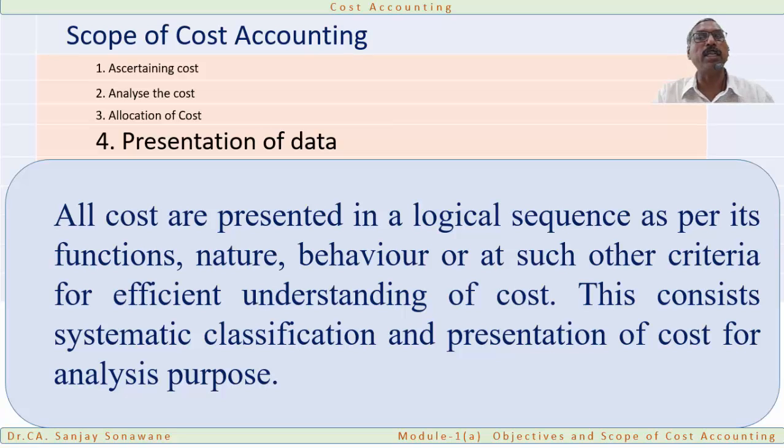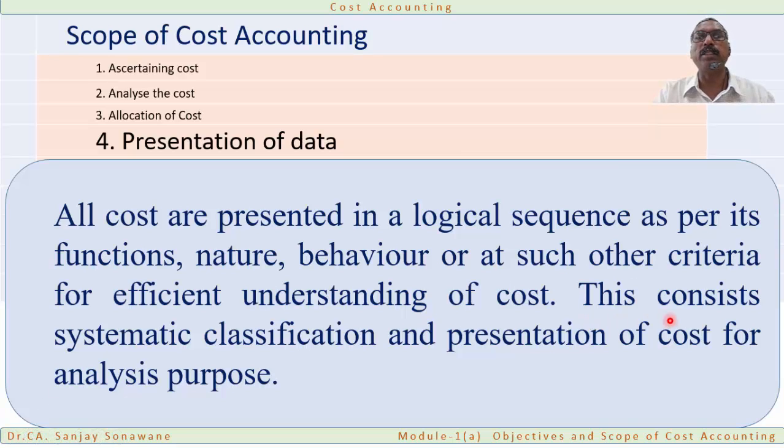So let us read these lines now. All costs are presented in a logical sequence as functions. So when you learn the topic of classification of cost, you will learn what are these functions. As per the nature, nature means again like material, labor, overhead. Then as per behavior, behavior means what? Fixed cost, variable cost, or such other criteria. There are many criteria here, including the identity, which means direct cost or indirect cost. So based on all these classifications like function, etc., the data is systematically presented.